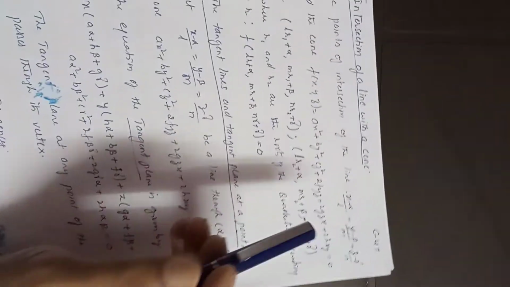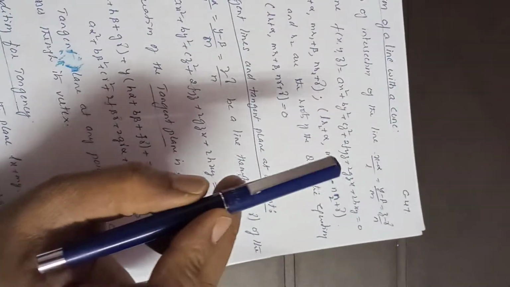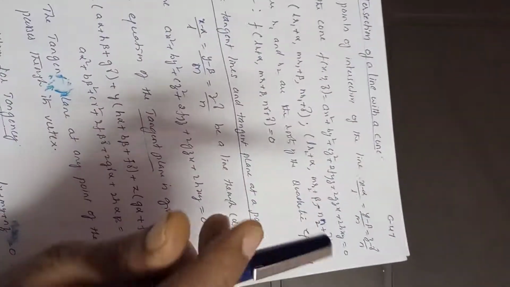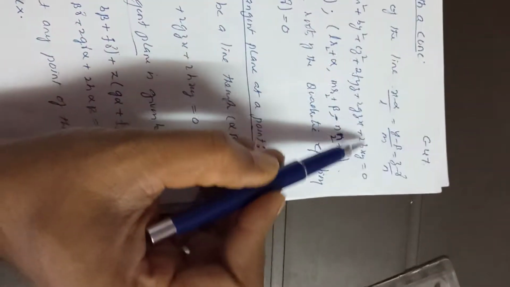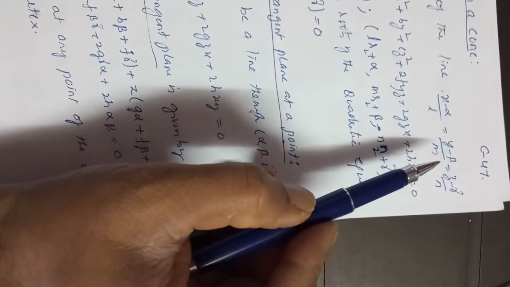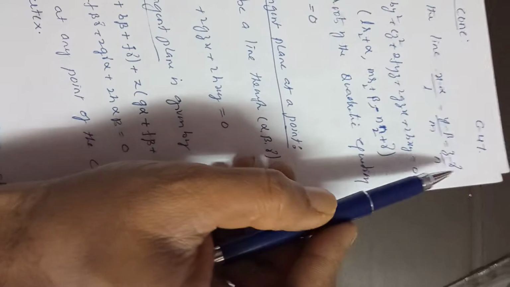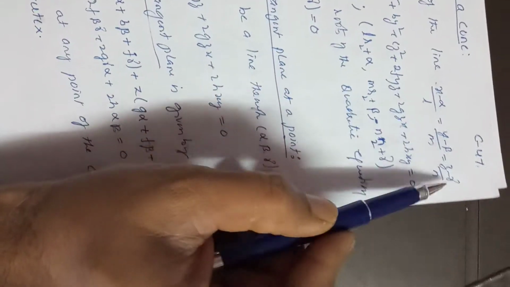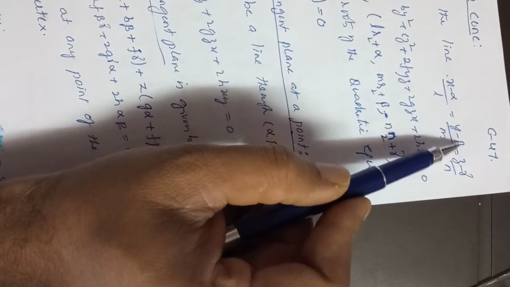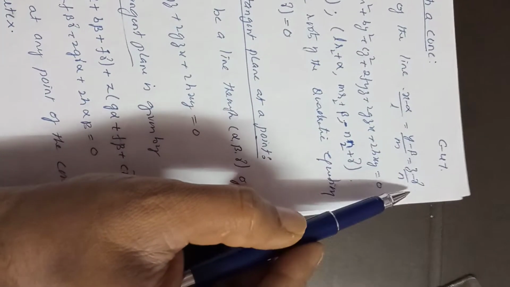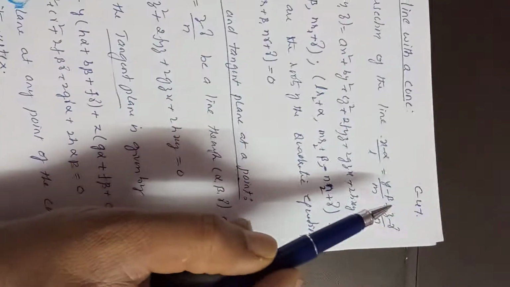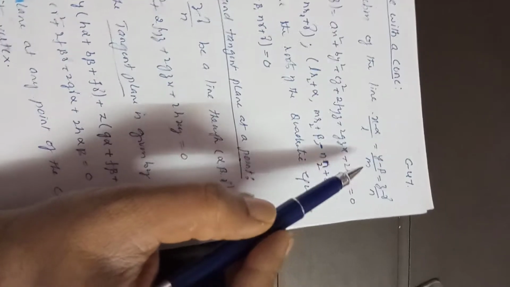If you want to find a point of intersection of a line with a surface, whatever it may be, a plane, a cone, or a cylinder, first of all we have to choose an arbitrary point on the line. How to choose it? You have to equate the ratios to r. So x = lr + alpha, y minus beta = mr means y = mr + beta, z = nr + gamma. That is the random point on the line.